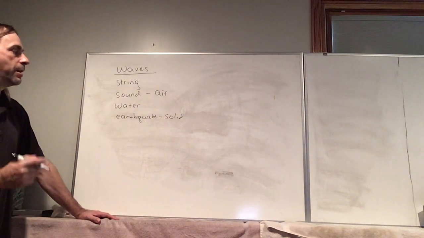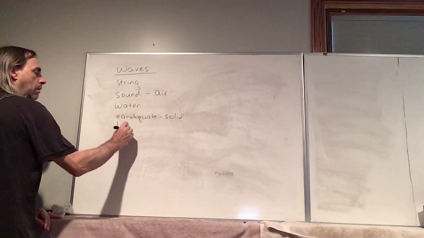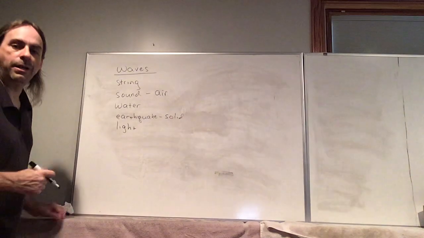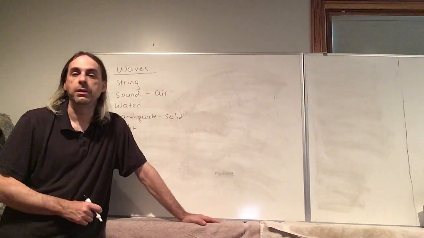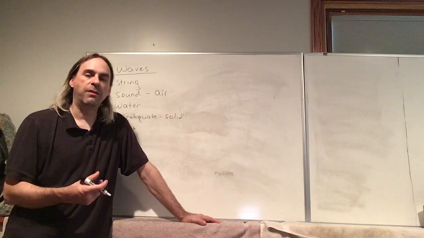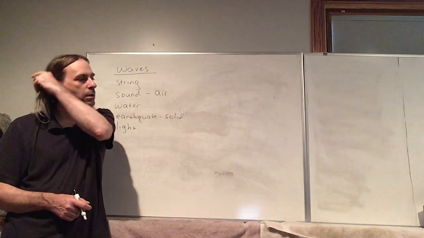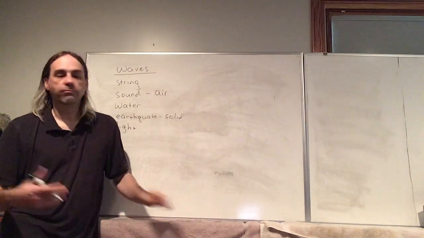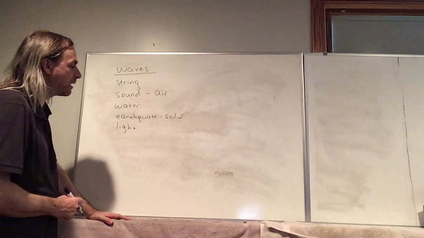There's another one here we're going to call light. Now, we're not going to talk about light until the next class in the sequence, but light is made of electric and magnetic fields that oscillate and travel. And so it's called an electromagnetic wave.